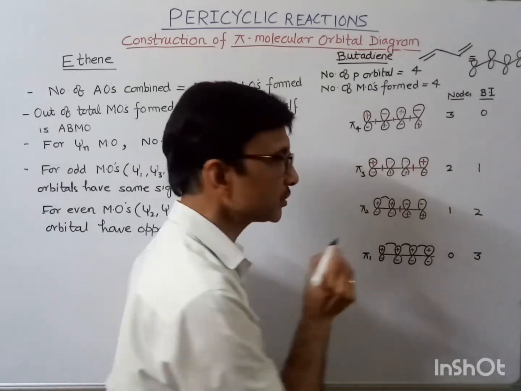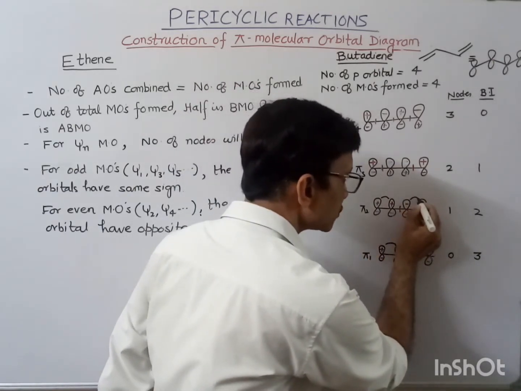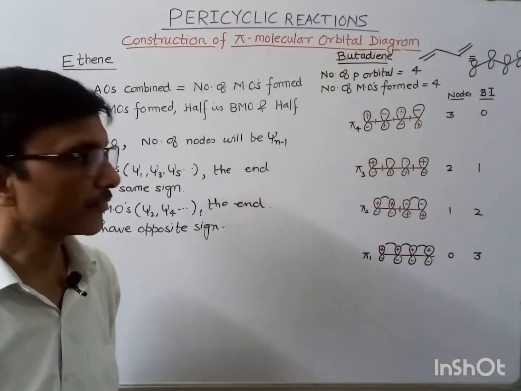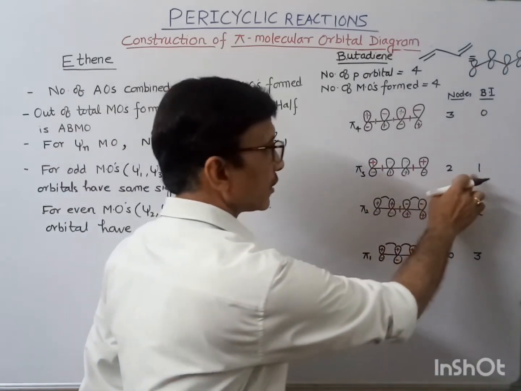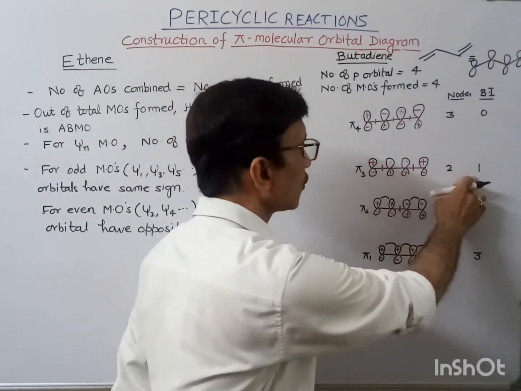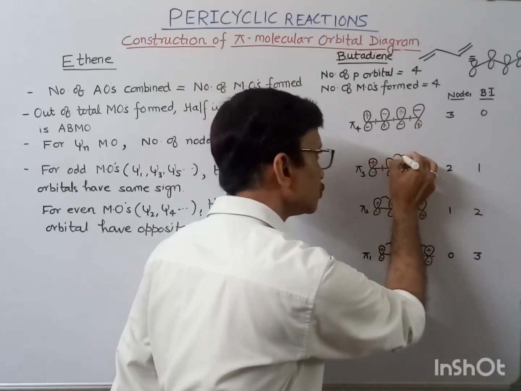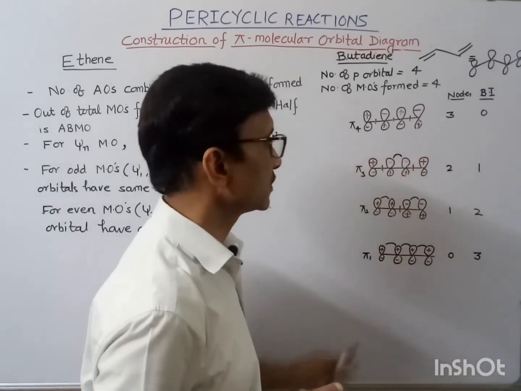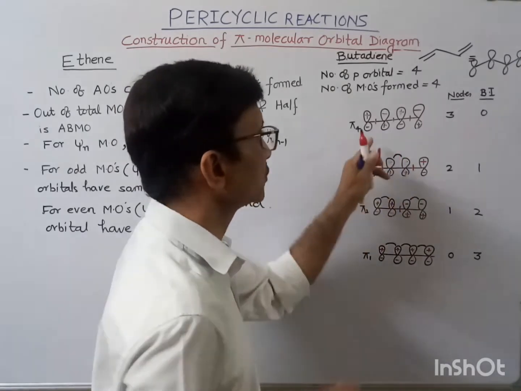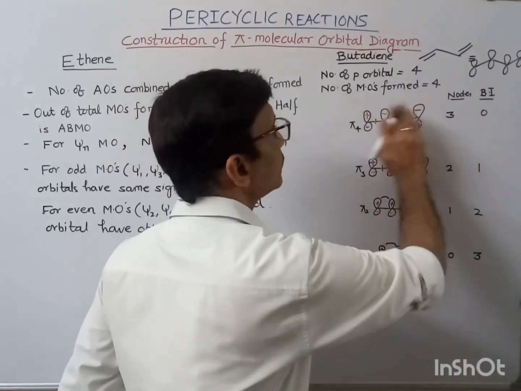This is one bonding interaction, another bonding interaction, this is another bonding interaction. Here the bonding interaction is 1. So how can you see the bonding interaction? The bonding interaction is only between these two orbitals. So only one bonding interaction. Here you will not see any bonding interaction.